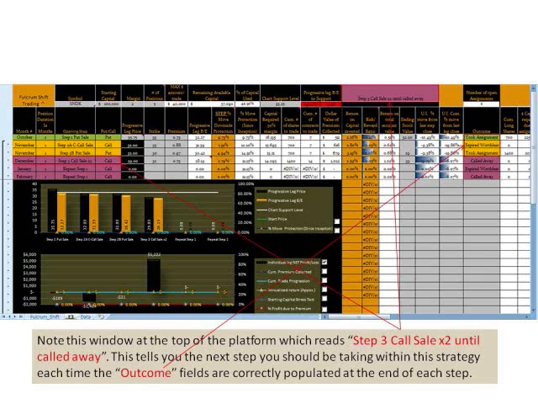Note this window at the top of the platform, which reads Step 3 Call Sale times 2 until called away. This tells you the next step that you should be taking within this strategy each time the outcome fields are correctly populated at the end of each step.